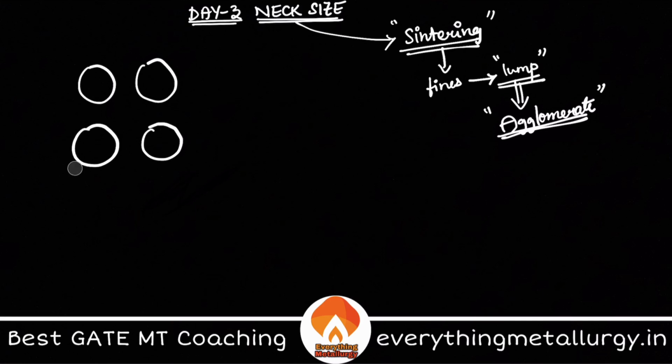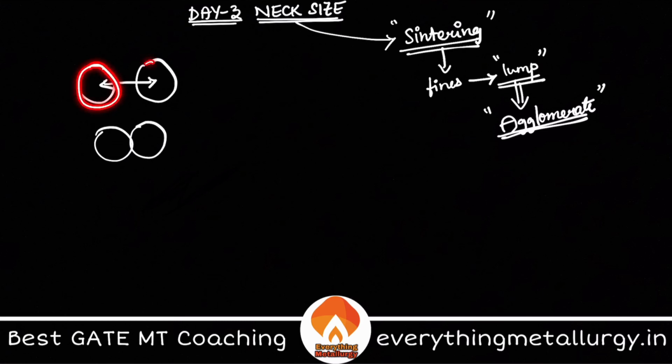Here I have, let's say, these 4 fines, but let me take only 2. Let's assume that these 2 are sintered. That means these 2 must join and form a bigger size particle. In this case we have 2 different small particles, whereas here we have a single particle, something like this. So we'll calculate the neck size over here.